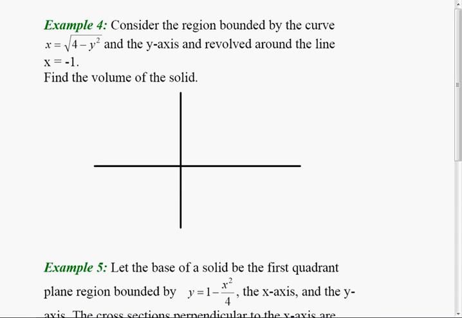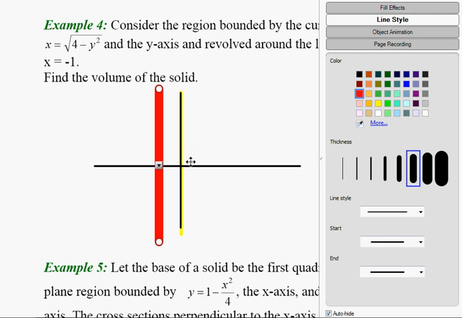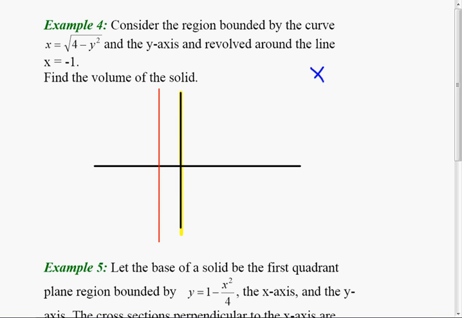Okay, consider the region bounded by a curve, which I don't know what it is, the y-axis, so the y-axis is this axis, and the line x equals -1. So here's x equals -1. I'll fix that in a second. Okay, now here's the problem. X equals the square root of 4 minus y squared.